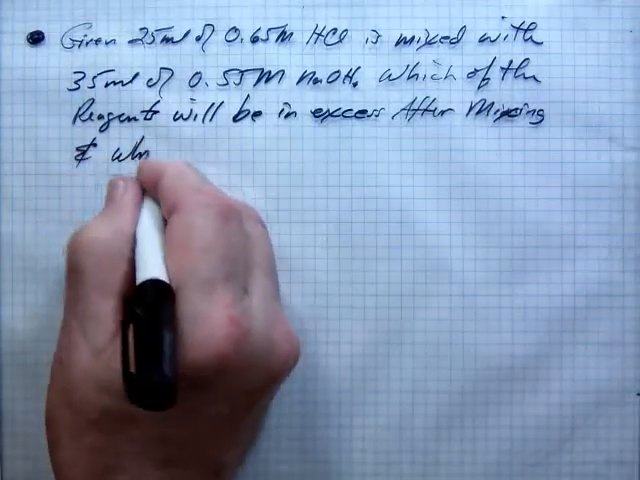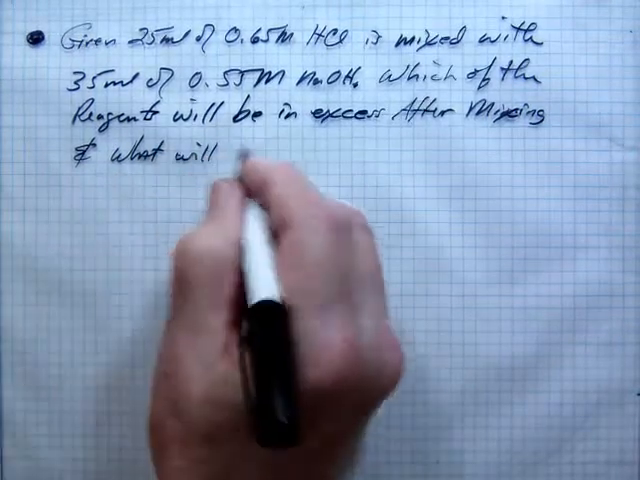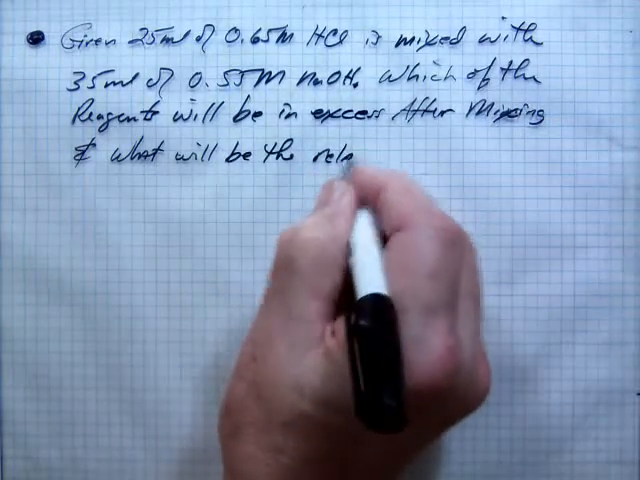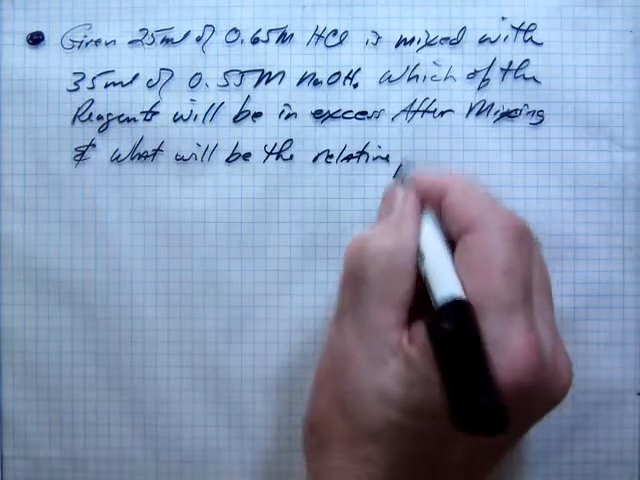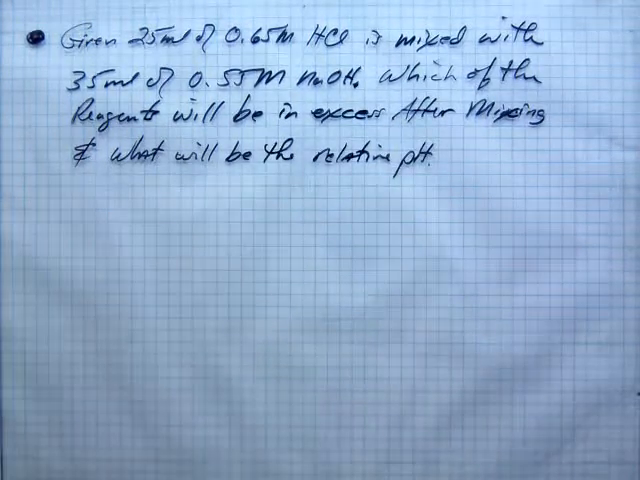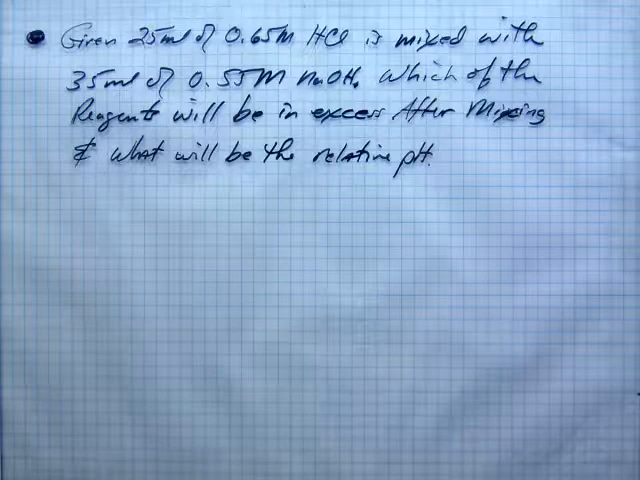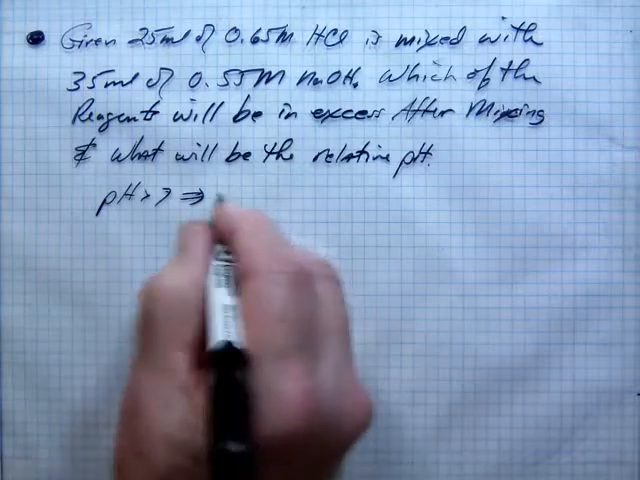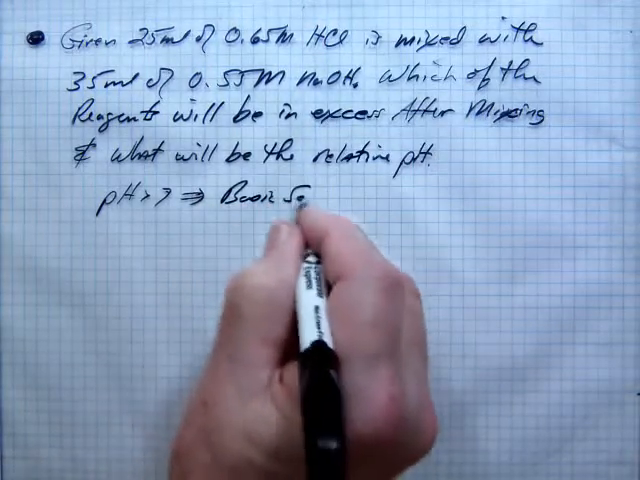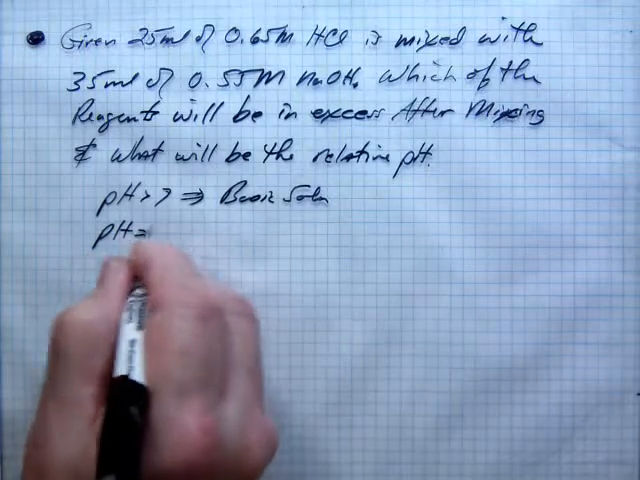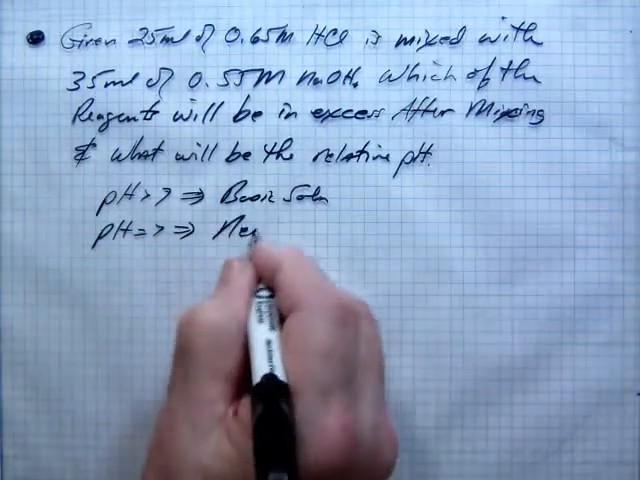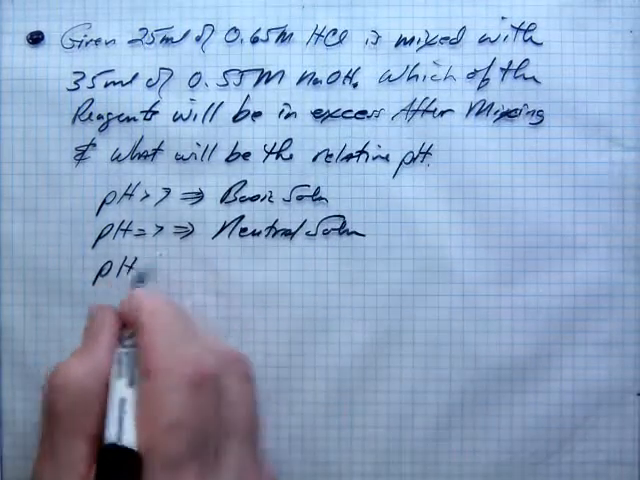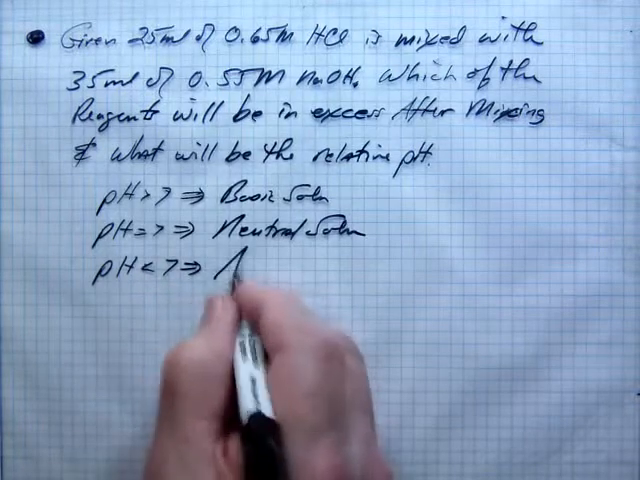And what will be the relative pH? Now, when I say relative pH, acidic, neutral, or basic, that's all. Is it above 7? If it's pH greater than 7, your conclusion is this is a basic solution. If pH is equal to 7, then you're a neutral solution. If you have a pH less than 7, of course you have an acidic solution.